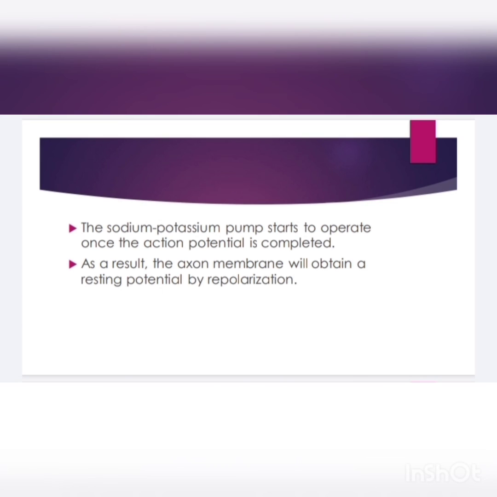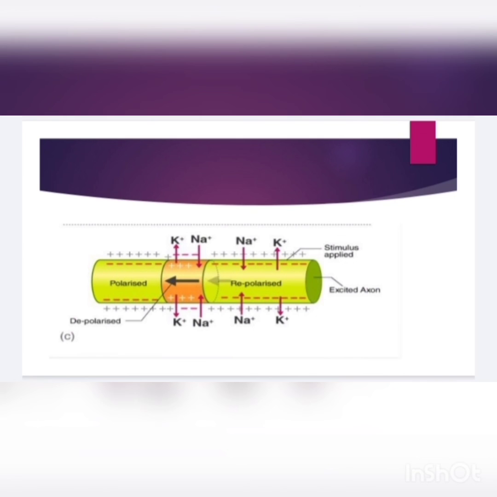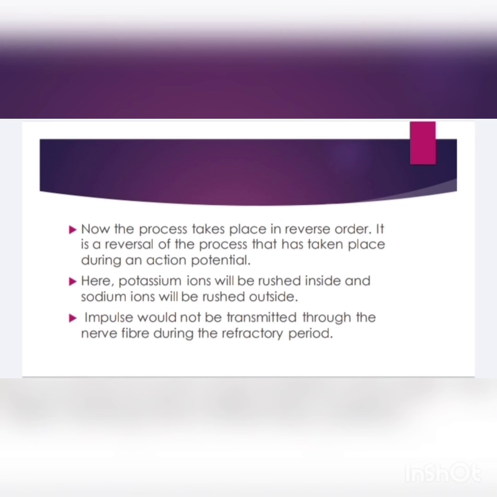The sodium-potassium pump starts to operate once the action potential is completed. As a result, the axon membrane will obtain a resting potential by repolarization. Now the process takes place in reverse order. It is a reversal of the process that took place during an action potential. Here, potassium ions will rush inside and sodium ions will rush out. Impulse would not be transmitted through the nerve fiber during the refractory period.